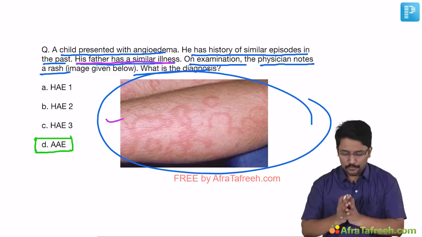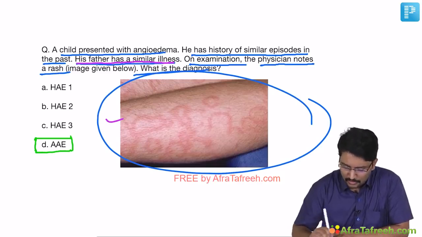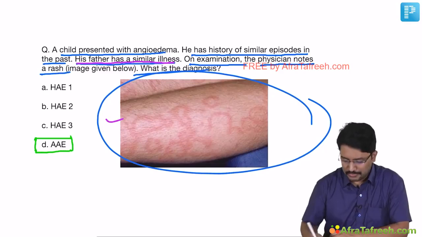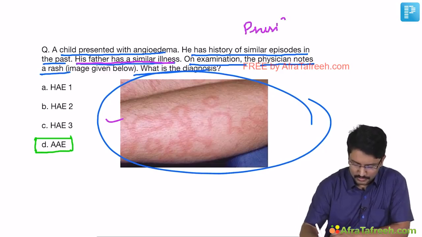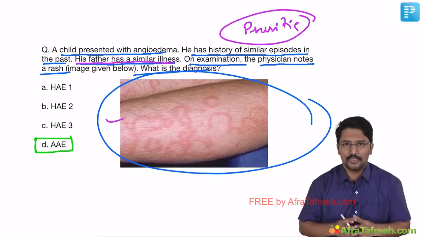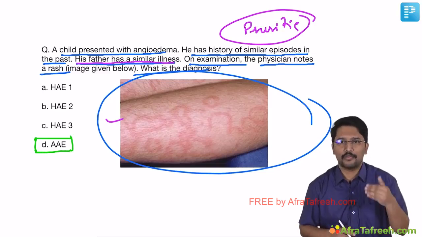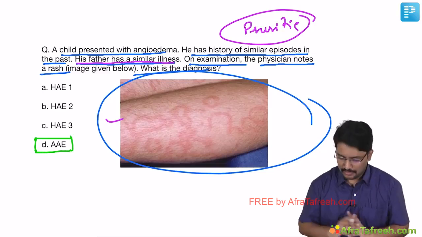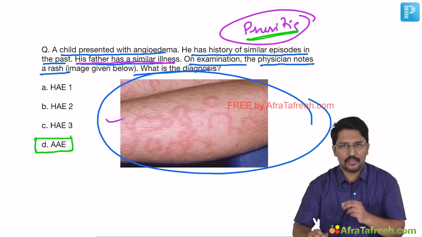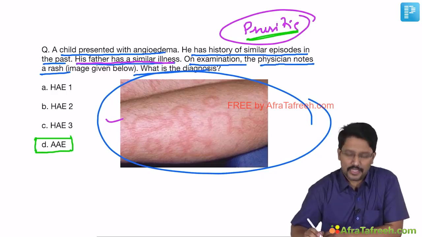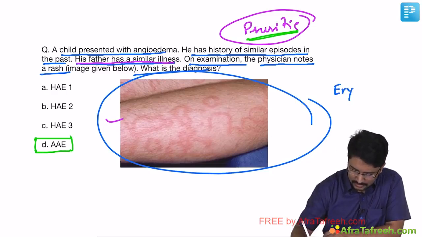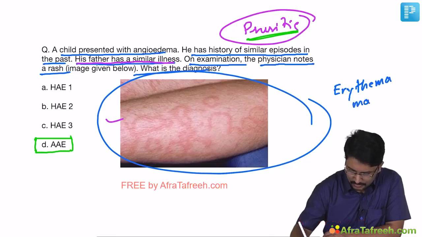I'll tell you why. First thing, the rash that is shown in the image, though it looks like urticaria, nowhere in the question have I mentioned that the patient has pruritus. If the patient had pruritus, it's such a predominant symptom that the examiner would mention it clearly. So since it is not mentioned, assume that there is no pruritus. If pruritus is not there, then this rash becomes a little less likely to be an urticarial rash. So what is this rash? This is basically the rash we see in erythema marginatum.